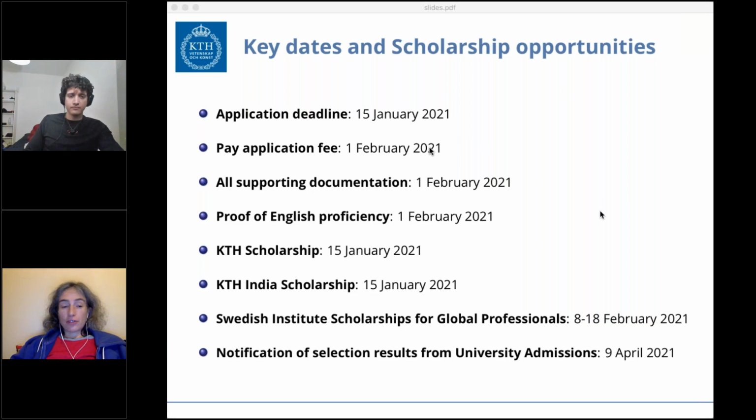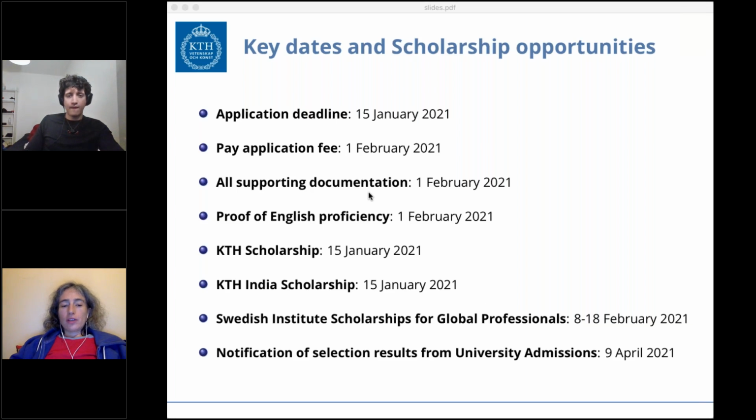And for those of you who are outside the EU, EEA, and Switzerland, there are some scholarship opportunities. I realize the fees are actually quite large, so for some of you, this may be the main opportunity to make it financially possible to come. There are some KTH scholarships available. There are not huge numbers, but there are some. I would say that every year between 3 and 5 students on the program are awarded one of these. The deadline for that is the 15th of January as well. For those of you who are from India, there's the KTH India scholarship.